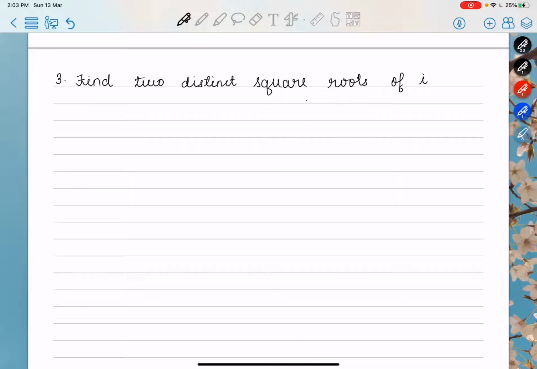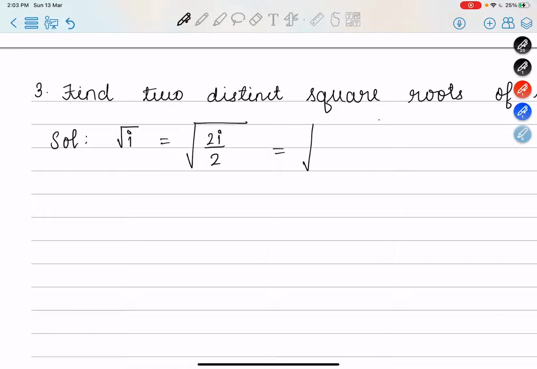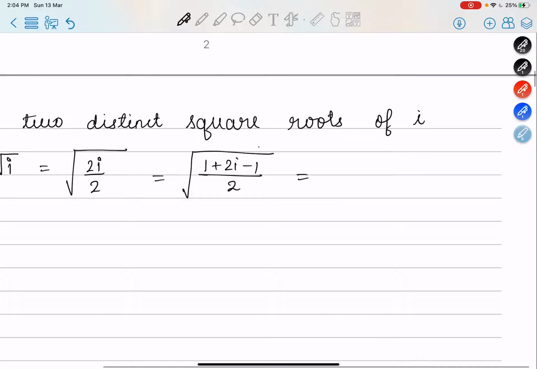So the third question says find two distinct square roots of i. So we are asked to find the square roots of i. For this, what I can do is multiply and divide i. Here the value will not change. Then what I can do is add plus 1 and subtract 1. Even here the value does not change.